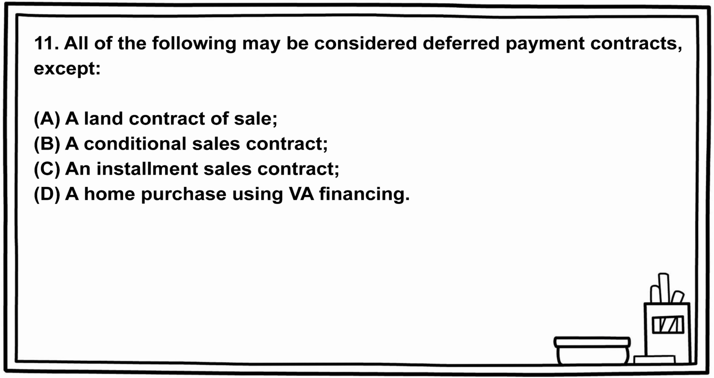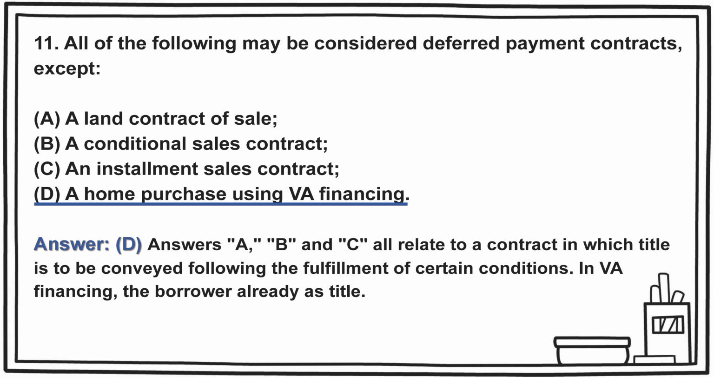11. All of the following may be considered deferred payment contracts, except A. A land contract of sale. B. A conditional sales contract. C. An installment sales contract. D. A home purchase using VA financing. Answer: D. Answers A, B, and C all relate to a contract in which title is to be conveyed following the fulfillment of certain conditions. In VA financing, the borrower already has title.